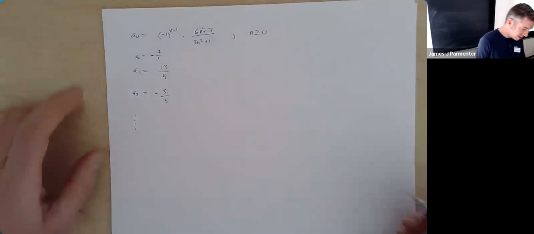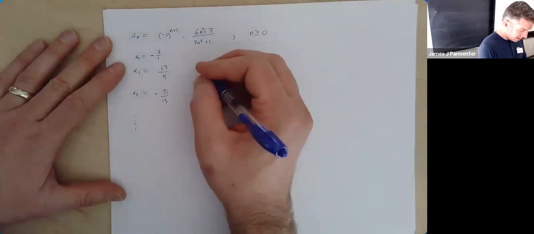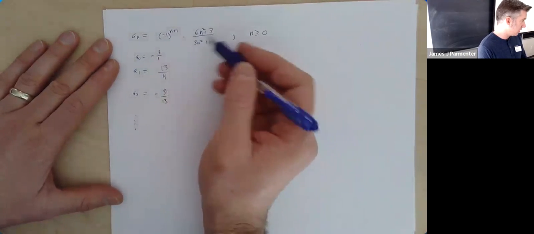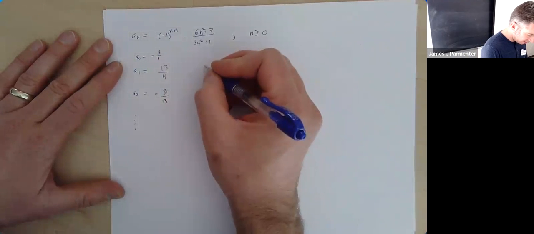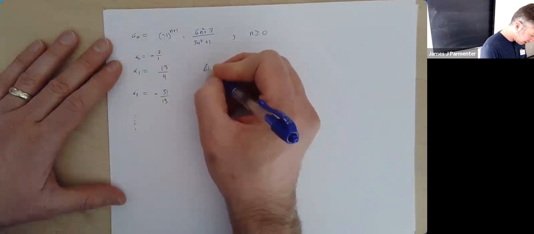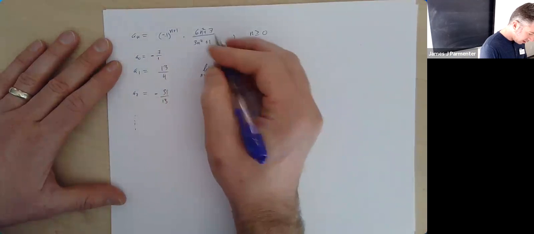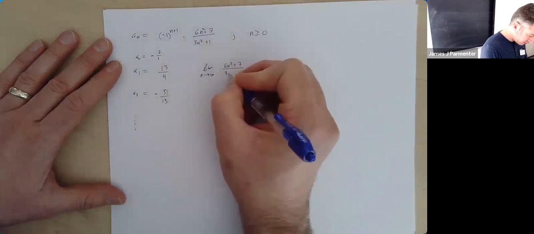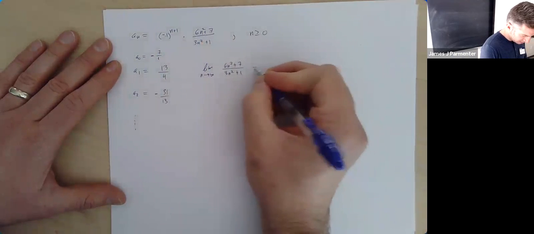Now, we can see that if I'm looking at the limit of this kind of thing, I usually like to look at the limit of the non-alternating part first. So if I want to see about convergence or divergence, I'm going to look at the limit as n goes to infinity of just the non-alternating part first. And I think you would agree that this limit is going to be what?